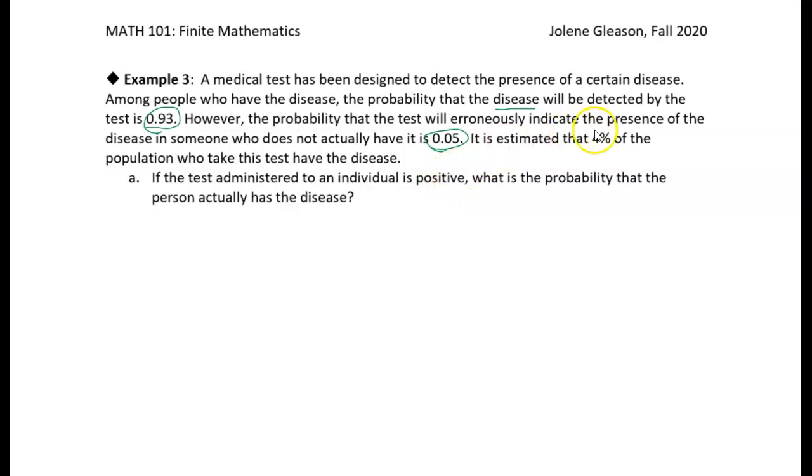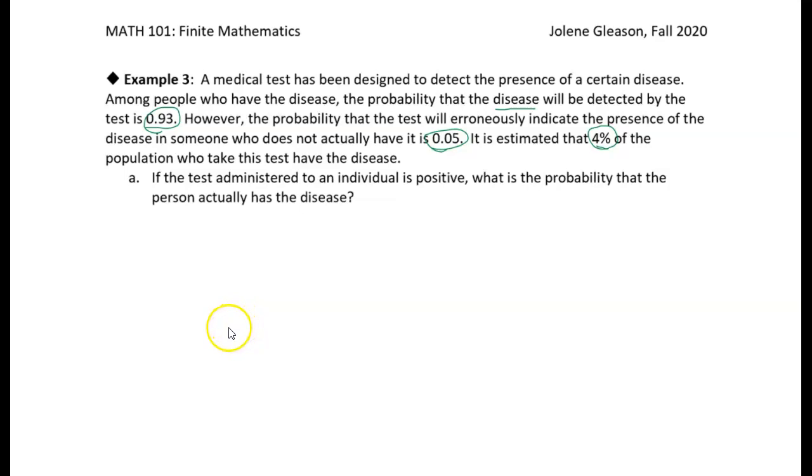All right, and it is estimated that 4% of the population who take this test have the disease. So this is a fairly rare disease. 4% of the population who are tested possibly have this disease. So it's fairly rare.